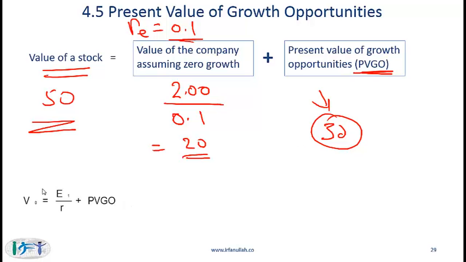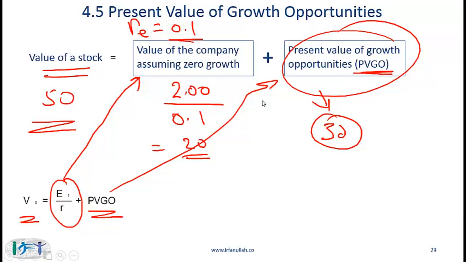So here are the formulas. The value at time 0 is equal to E1 over R. What is E1 over R? That is this component, the value of the company assuming zero growth. And then what is this component? That is the present value of growth opportunities. We don't need to go into the calculation of PVGO. All we do is look at PVGO as a plug.